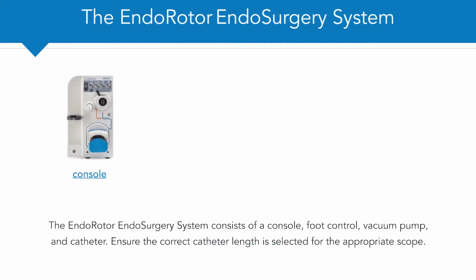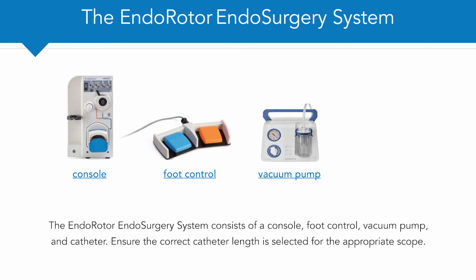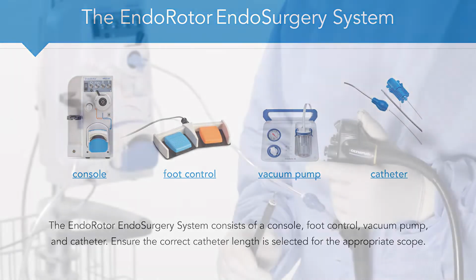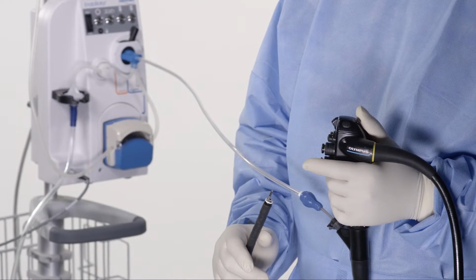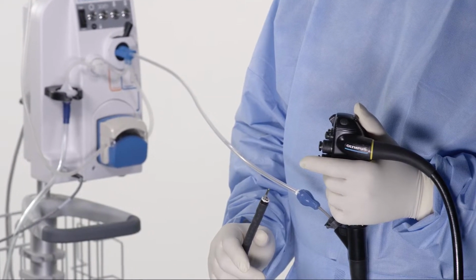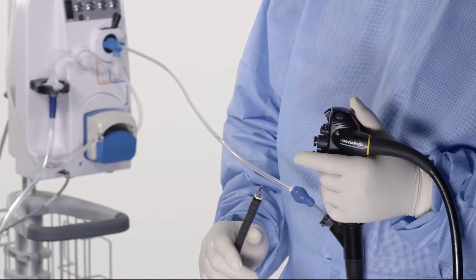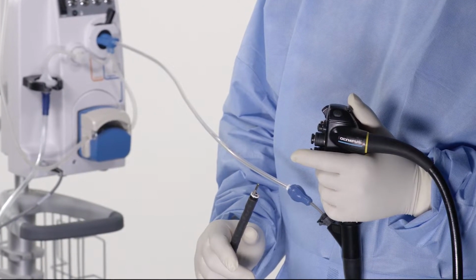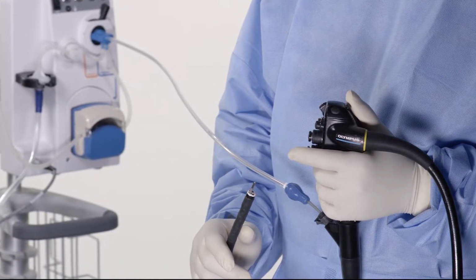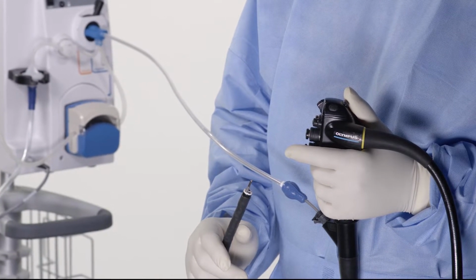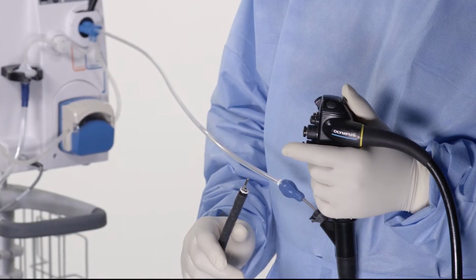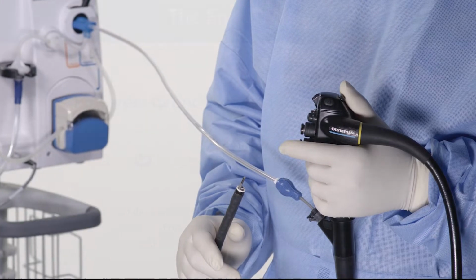The EndoRotor endosurgery system consists of a console, foot control, vacuum pump, and catheter. Ensure the correct catheter length is selected for the appropriate scope. The catheter requires a 3.2 millimeter endoscope working channel. If you have additional questions on the catheter selection, please consult the EndoRotor Instructions for Use Endoscope Compatibility Chart.